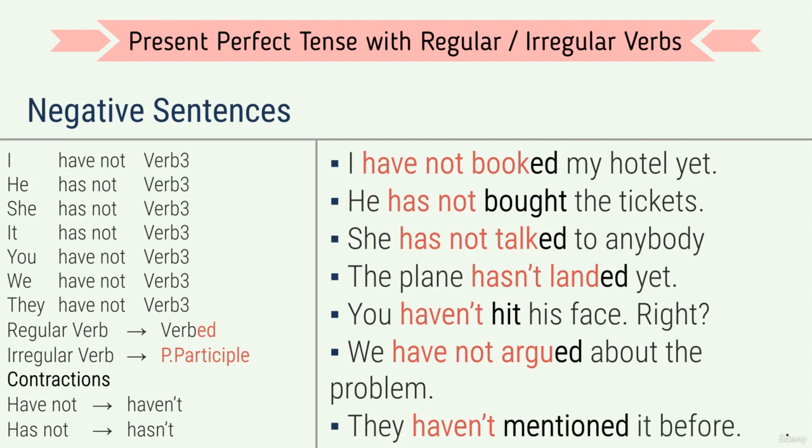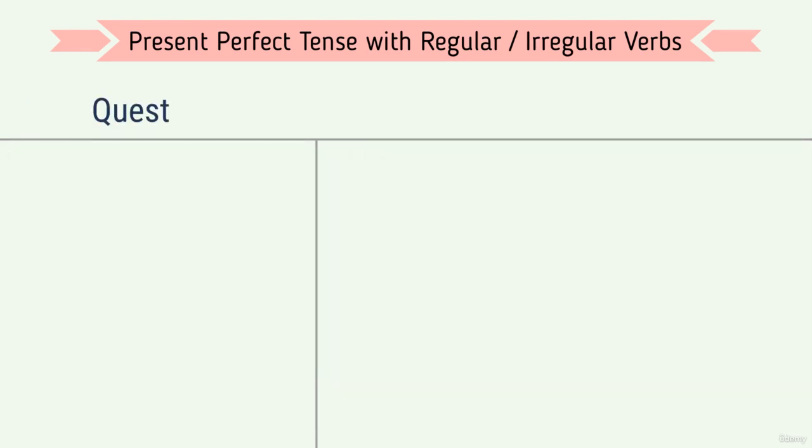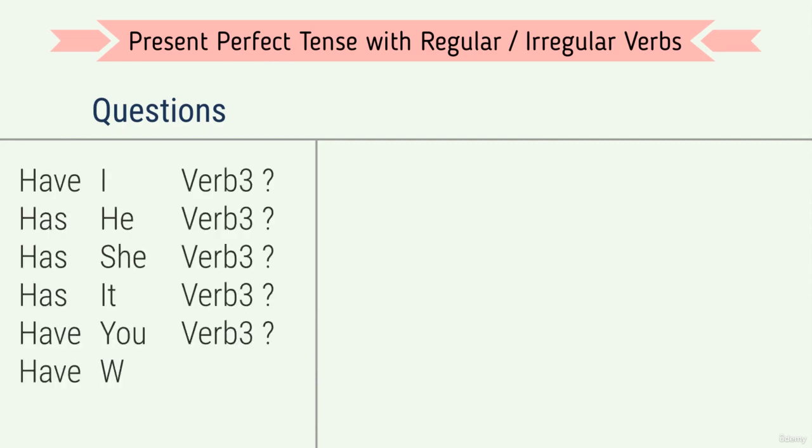You haven't hit his face, right? Haven't is the contracted version of have not. We have not argued about the problem, and they haven't mentioned it before. For our question sentences, have or has goes to the beginning before our subject.